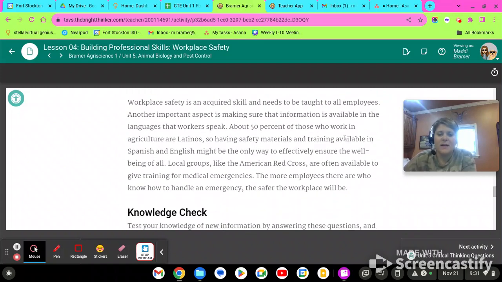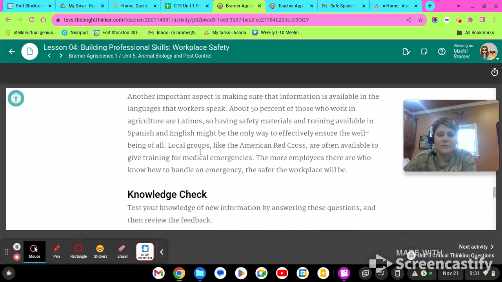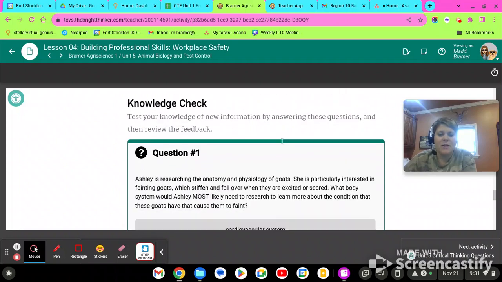So workplace safety is a skill that needs to be taught to all employees. And make sure the information is available in other languages. About 50% of those who work in agriculture are Latinos. So having safety materials and training available in Spanish and English is very important. Then you have your knowledge check.